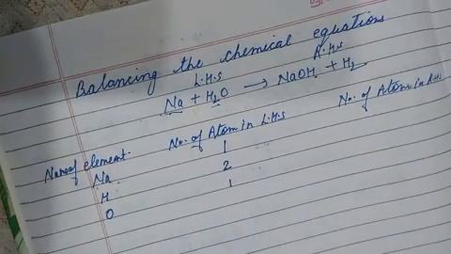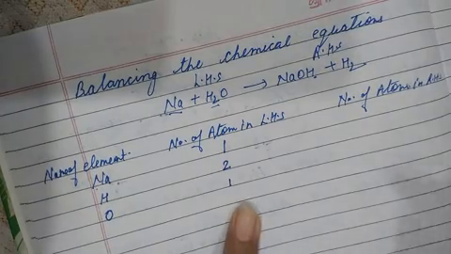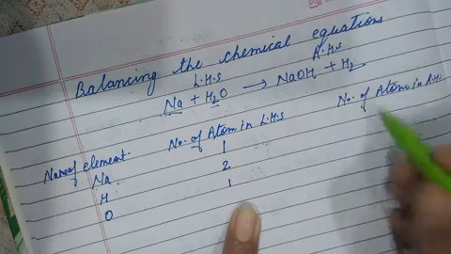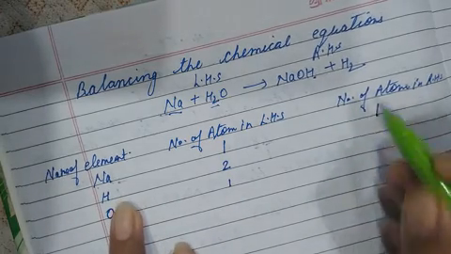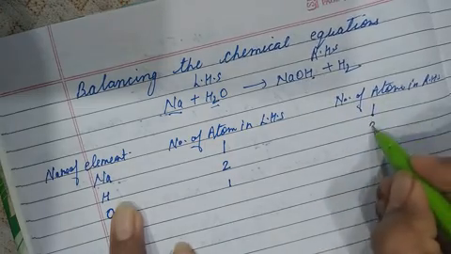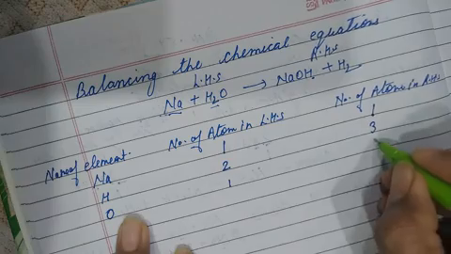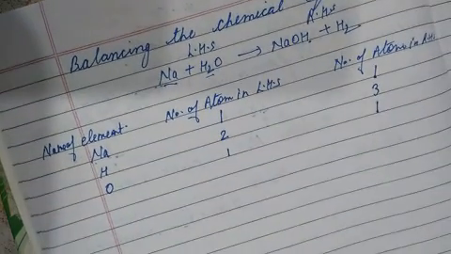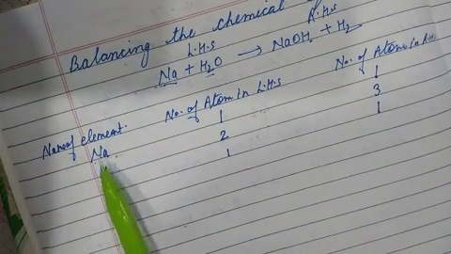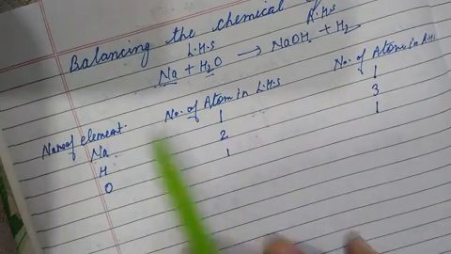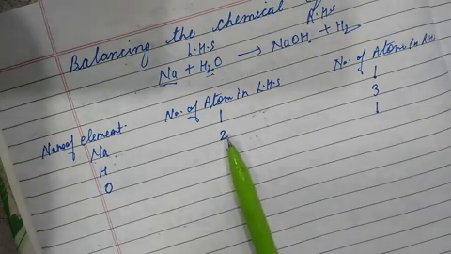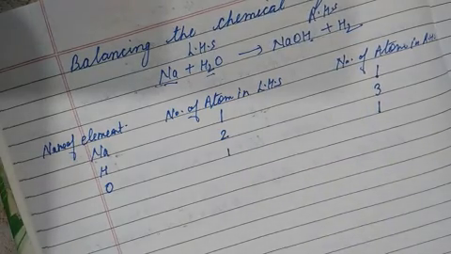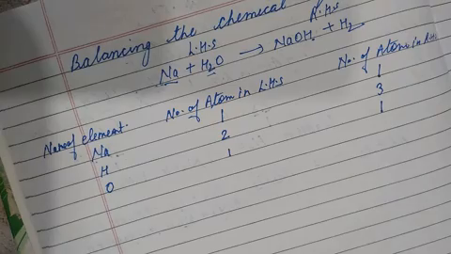Now count the number of atoms in RHS side, right hand side. Sodium 1, hydrogen you can see 3, and oxygen 1. So students, now you will see that sodium and oxygen atoms are equal on both sides, but the number of atoms of hydrogen here is 2 and here is 3. Now what will we do? How can you correct this?